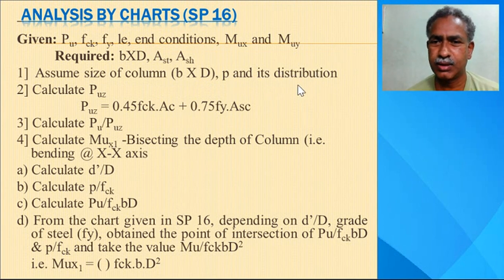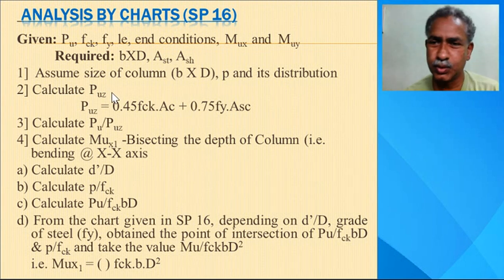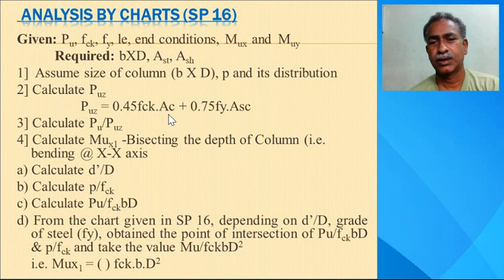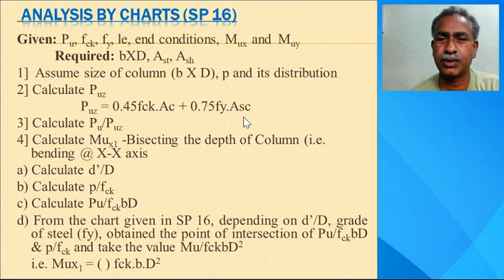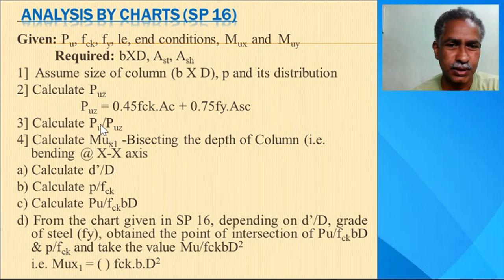Generally in the case of a biaxial column, we consider equal reinforcement provided on all four sides. Then calculate PUZ, that is, the column subjected to pure axial load, with no moment along the X or Y direction. The formula is PUZ equals 0.45 FCK into AC, the gross area of concrete, plus 0.75 FY into ASC, the area of steel provided longitudinally. Then calculate PU by PUZ. This is the ratio, where PU is the external load and PUZ is for the column subjected to purely axial load.